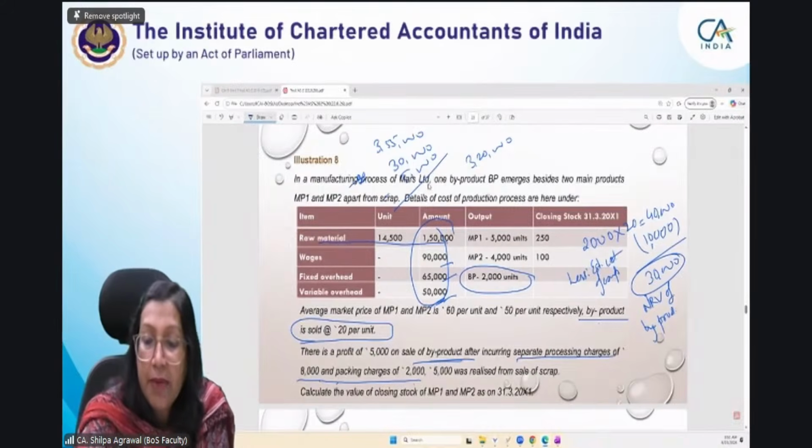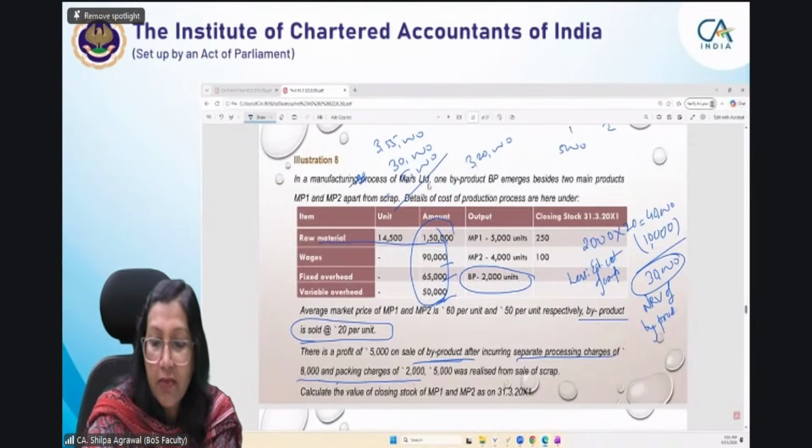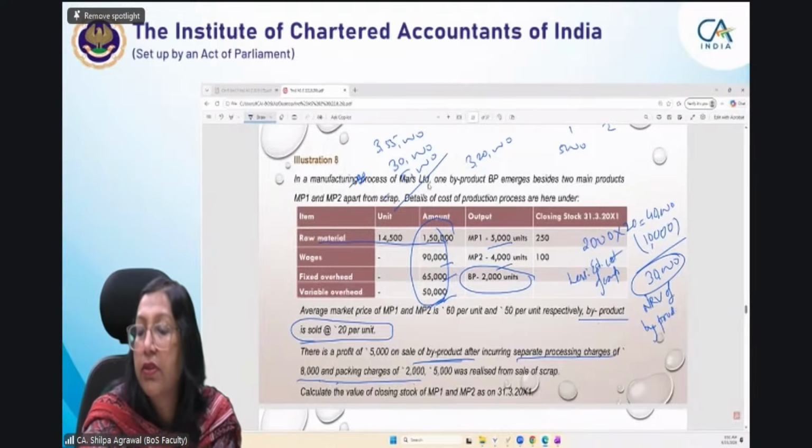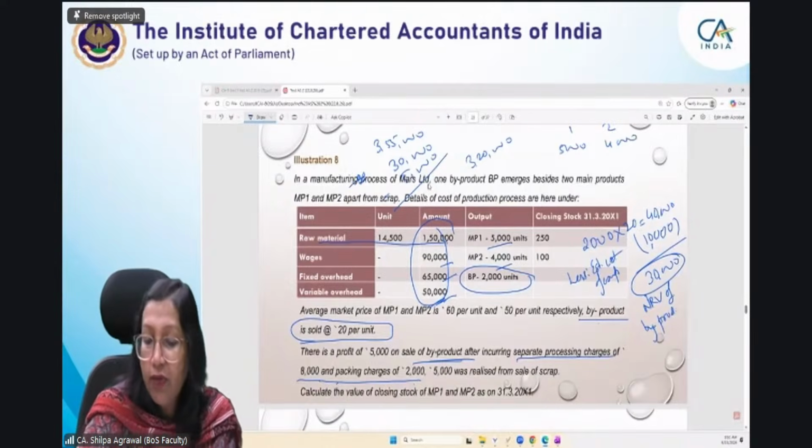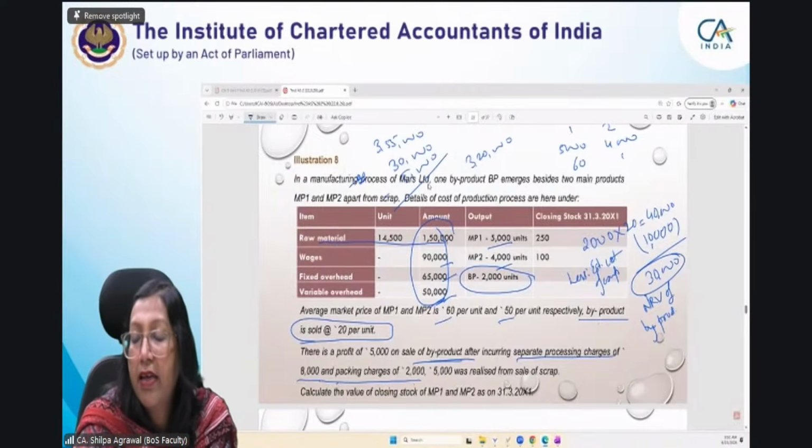Now this 3,20,000 is to be further bifurcated into your मेन प्रोडक्ट्स. अब मेन प्रोडक्ट्स आपके क्या क्या थे 1 और 2 में? एक थे 5,000 यूनिट्स, सेकेंड है 4,000 यूनिट्स. उनकी सेल वैल्यू क्या दी हुई है? 60 एंड 50. तो आप 60 से मल्टीप्लाई करिए, 50 से मल्टीप्लाई कीजिए.